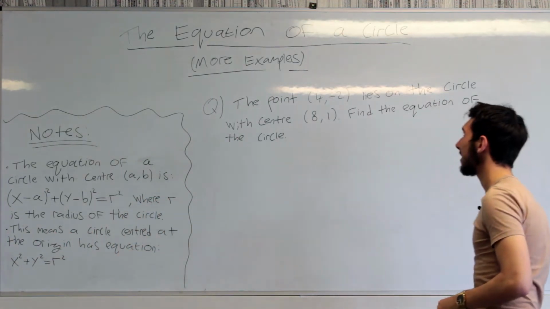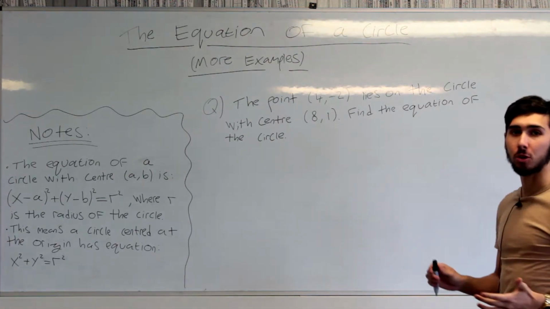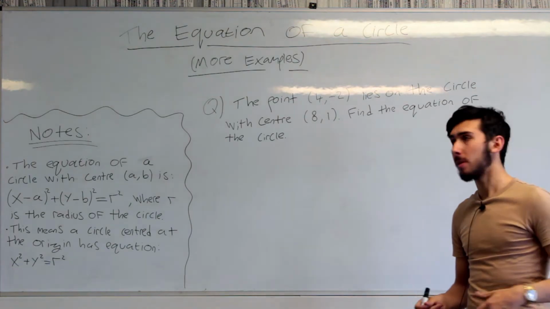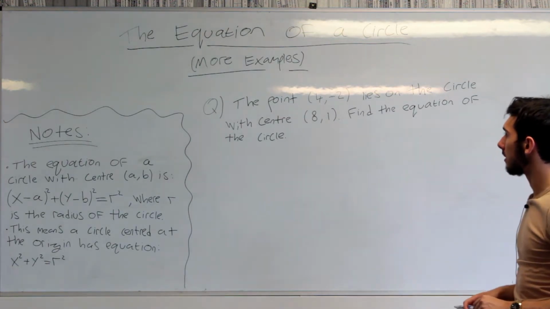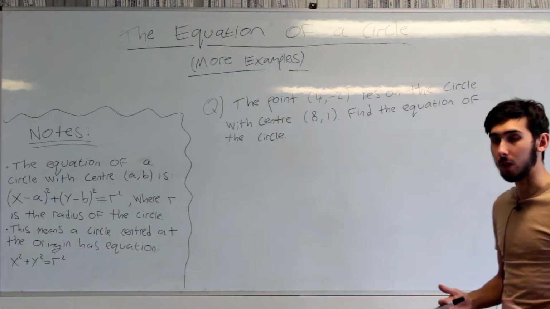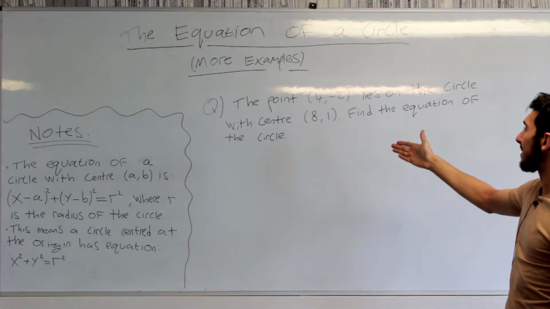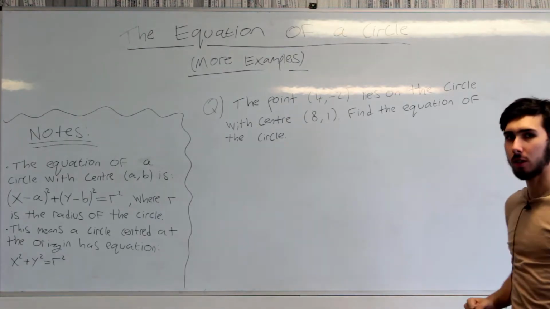In this video, we're taking another look at the equation of a circle. These are more examples, harder situations in order to get results out of these things. So, for example, something that we haven't looked at yet: the point (4, -2) lies on the circle with center (8, 1). Find the equation of the circle.